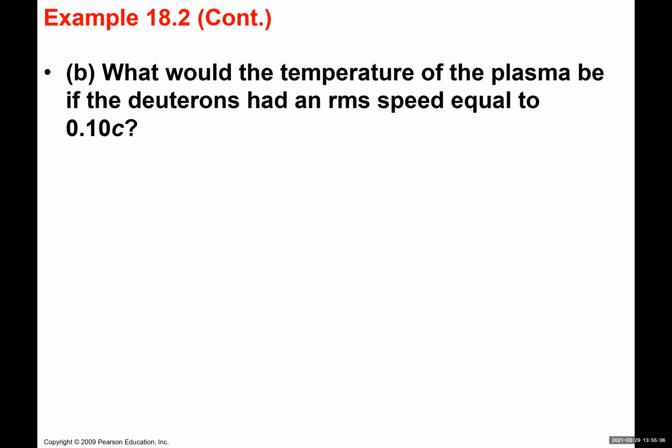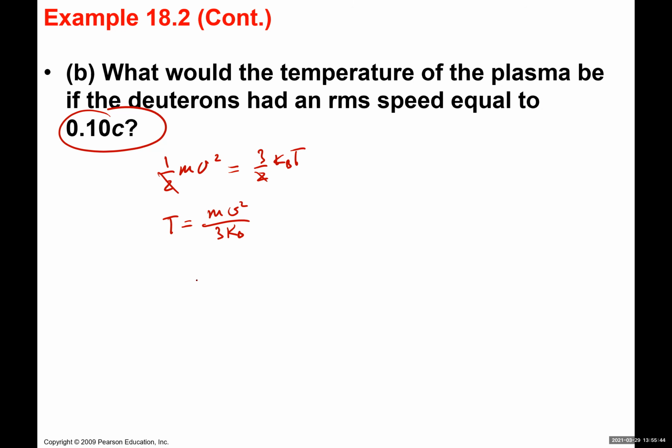So then the idea is, how much should I have to increase? So then speed equals 0.10 c. Well, in that case, I'm using this equation, 1/2 mass times speed squared equals 3/2 times k_B times T. So I'm using this equation, then I can solve for the temperature. So temperature equals, canceling those, m times speed squared divided by 3 k_B.